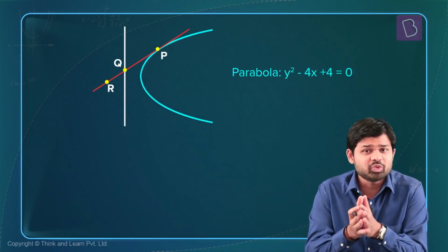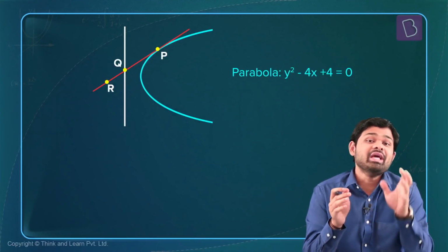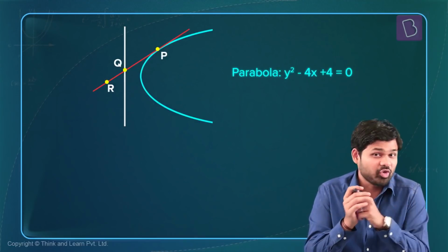So how do you go about this question? First of all, let's try and visualize what they have given us in this question. So we have this parabola which is going to be y square minus 4x plus 4 equal to 0.